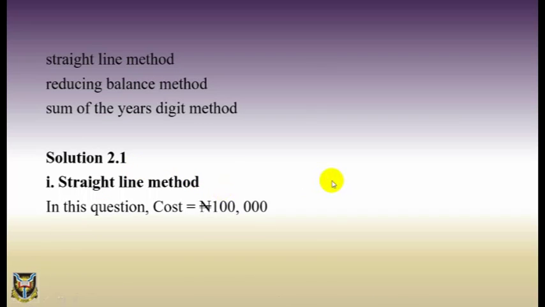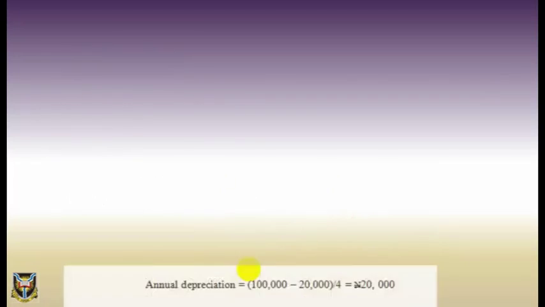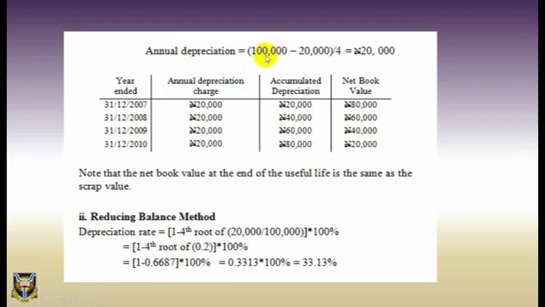Solution 2.1. Straight line method. In this question, cost is equal to 100,000 naira. Scrap value, which is the residual value, is equal to 20,000 naira. Useful life is equal to 4. Annual depreciation is equal to 100,000 minus 20,000, over 4, which is equal to 20,000 naira.